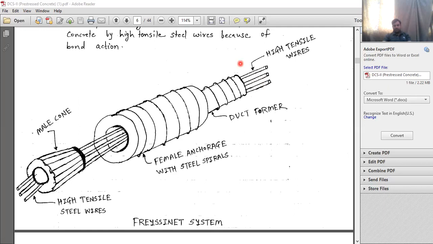These are the high tensile wires. This is the duct former. And then this is the female anchorage cone with steel spirals. These are the spirals which are attached to the steel. And these are the tendons. म्हणजे इथून गेलेले टेंडन हे इथून बाहेर आलेले. And this is called the male cone, which is attached to the tendon.